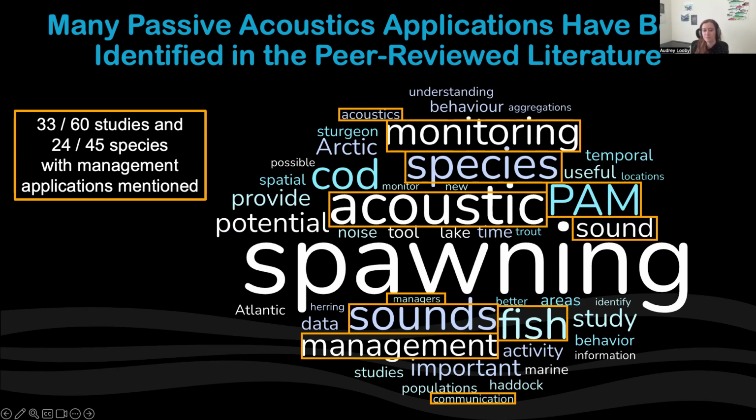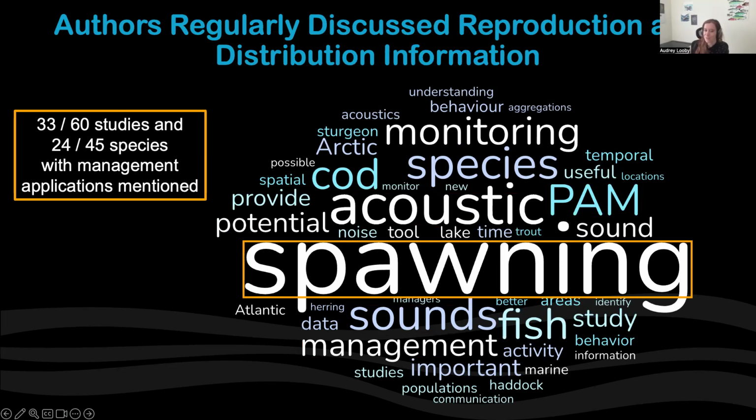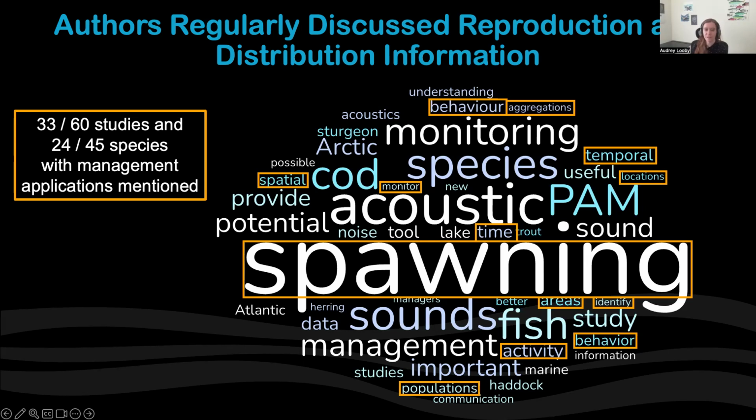passive acoustic monitoring. But you may have noticed the most common word in these descriptions was spawning, and the ability of passive acoustics to find, monitor, and quantify spawning aggregations and activities were among the most common applications mentioned. This is because many of the species studied produce distinctive and frequent sounds during reproduction. This went along with a more general interest in figuring out where individuals were and what they were doing. There were also some mentions of the impacts anthropogenic noise pollution could have on these fisheries species and their acoustic communication that could also be relevant for management.